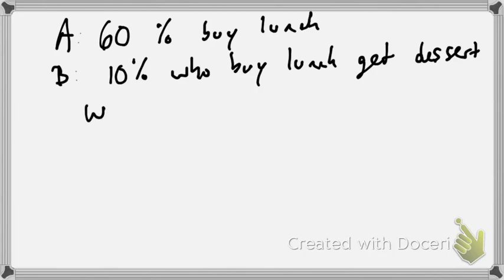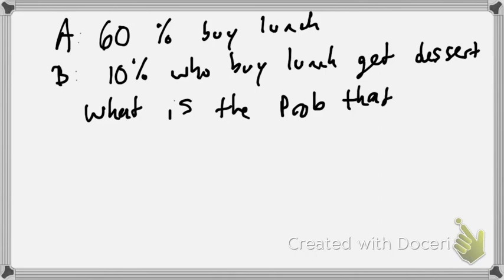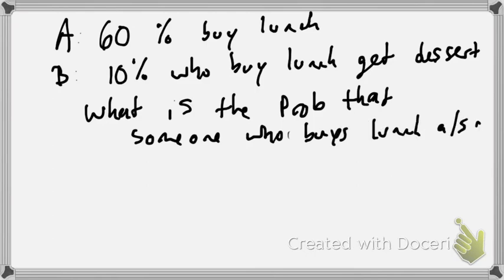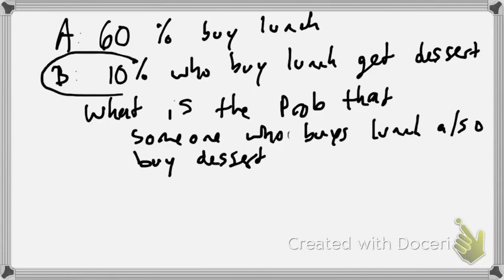So now the question is, what is the probability that someone who buys lunch also buys dessert? So the question is, what's the probability that someone who buys lunch also buys dessert? Okay? So basically what I'm saying is, we already know the probability that they buy lunch. We already know the probability that they buy dessert if they buy lunch.